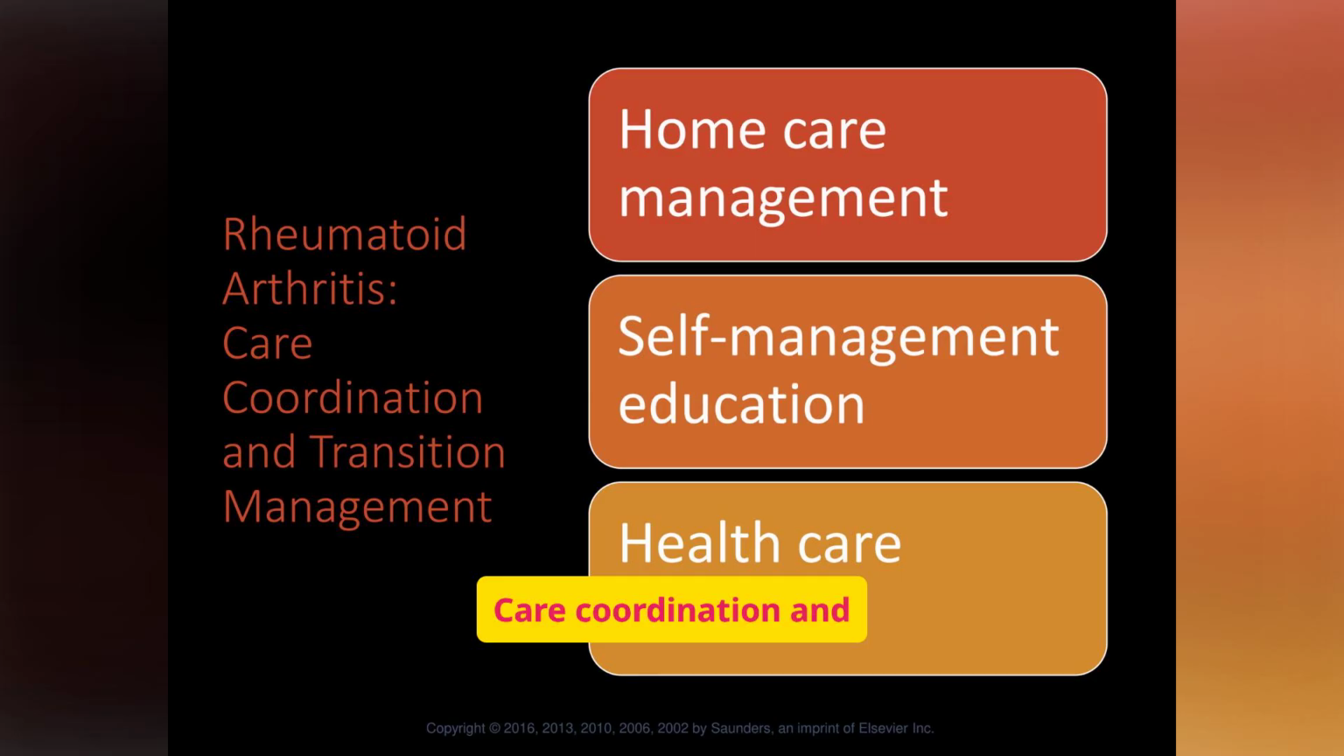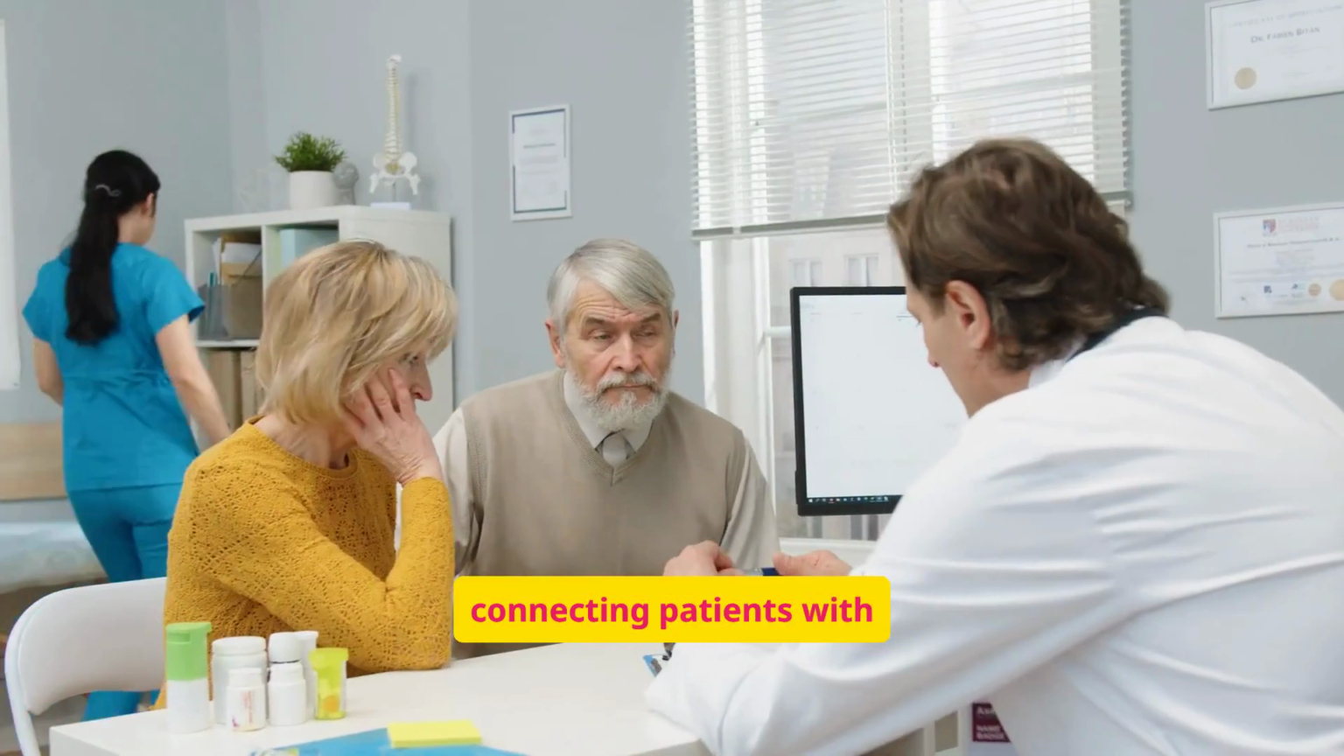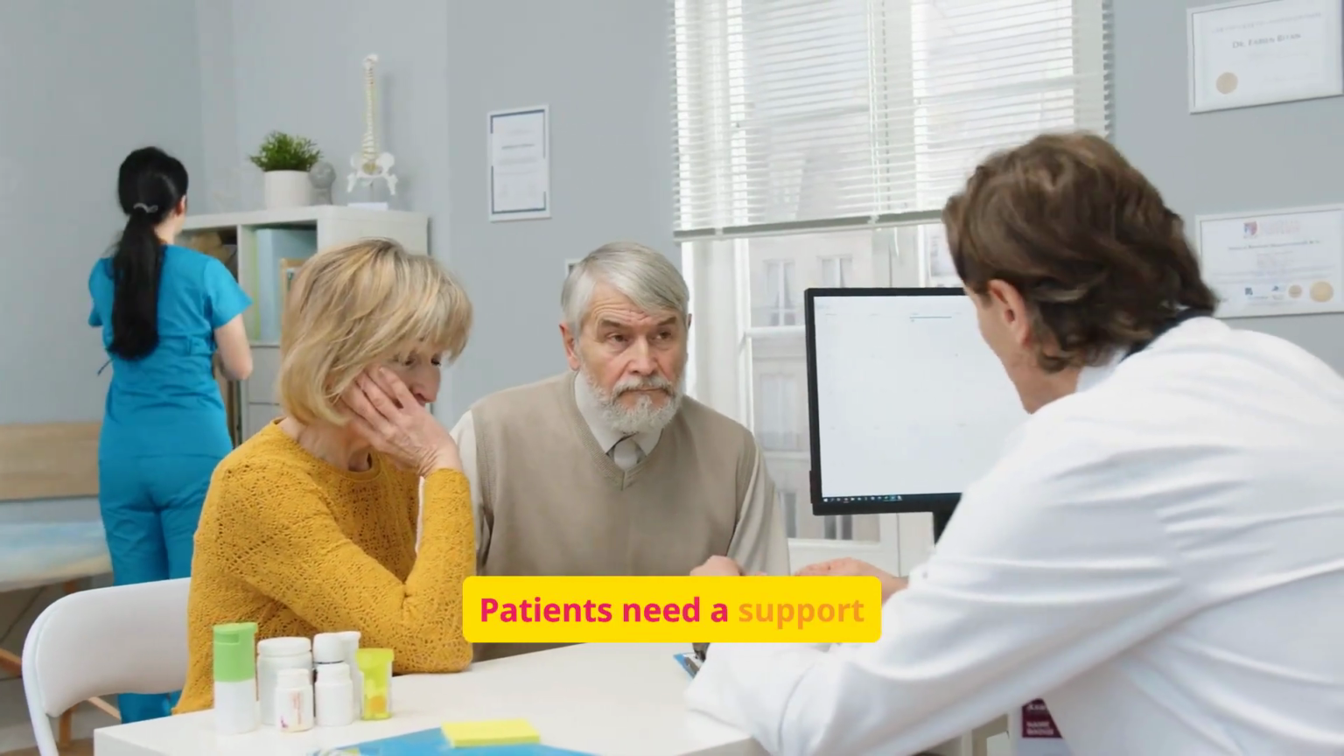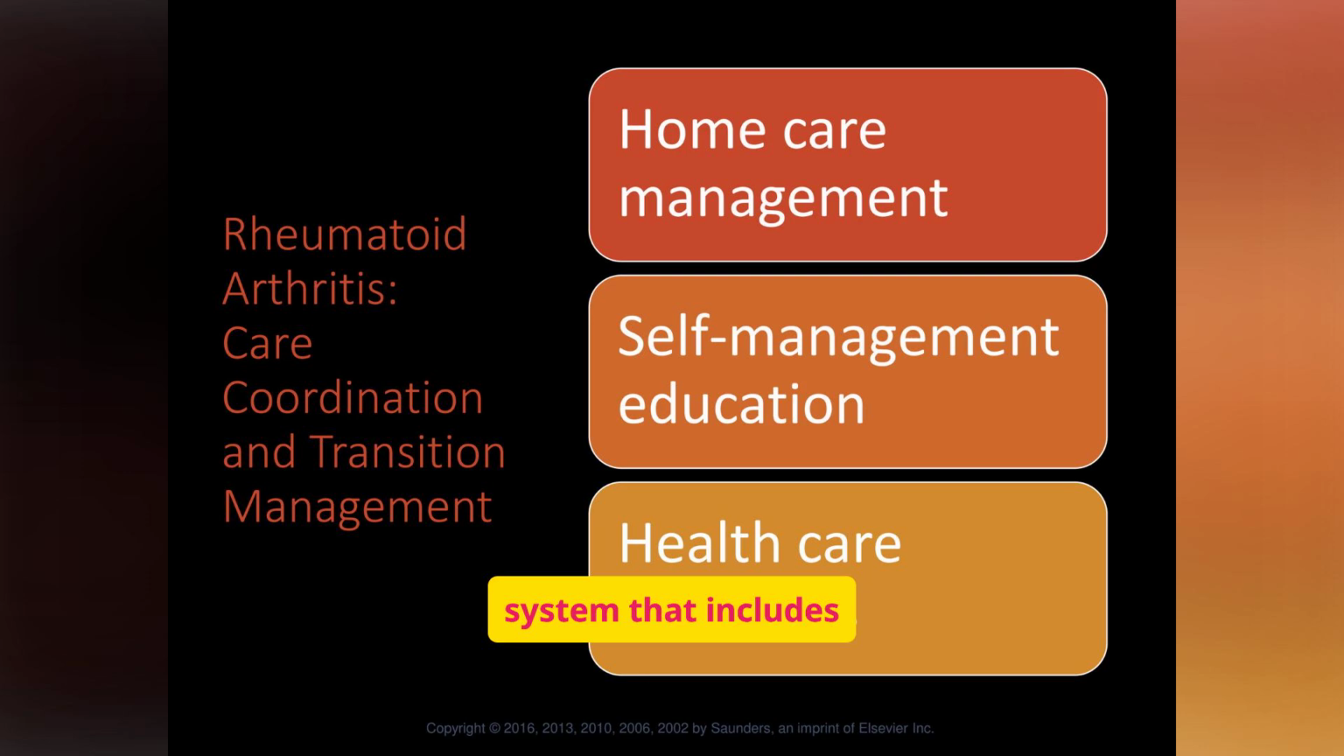Care coordination and transition management for rheumatoid arthritis involve home care management, self-management education, and connecting patients with healthcare resources. Patients need a support system that includes occupational therapists, rheumatologists, and primary care providers. Teaching self-injection techniques, managing side effects, and understanding flare triggers all fall under nursing care. Connecting patients to support groups also helps with mental and emotional well-being.